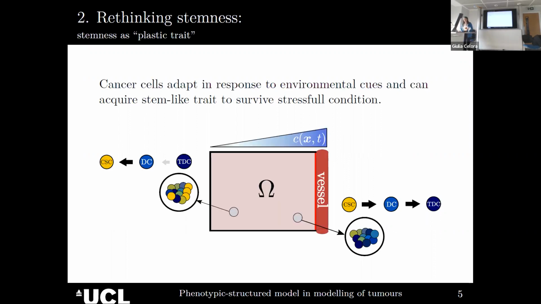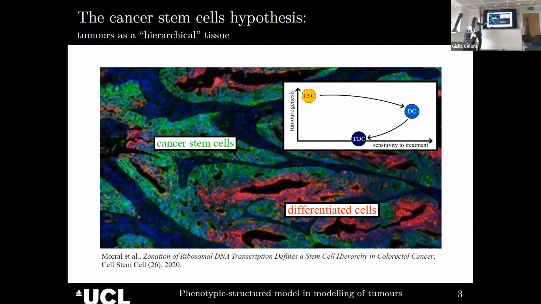From a clinical point of view, which is preferable? Do we want them stem-like or do we want them differentiated? That's a great question. So I'll go back. What they observe is that because of the current treatment strategies that we have, cancer stem cells are the most aggressive and the most resistant because they tend to be less proliferative than differentiated cells.